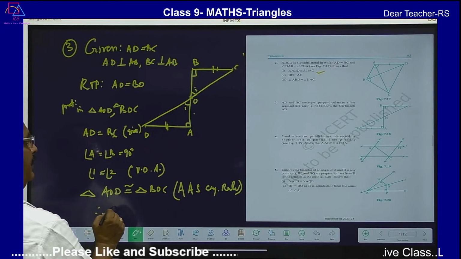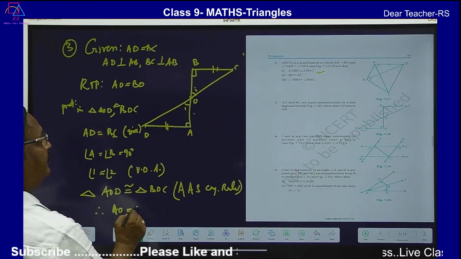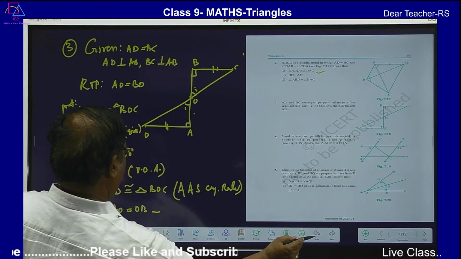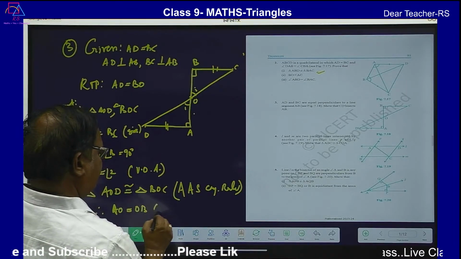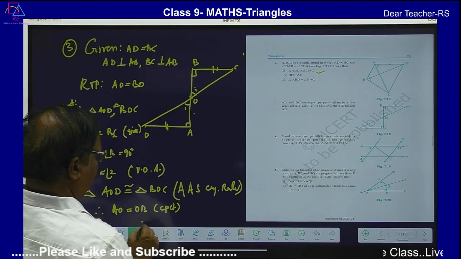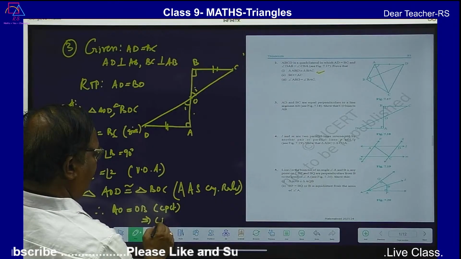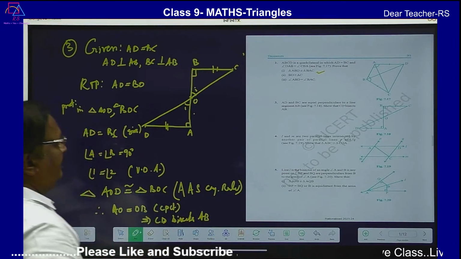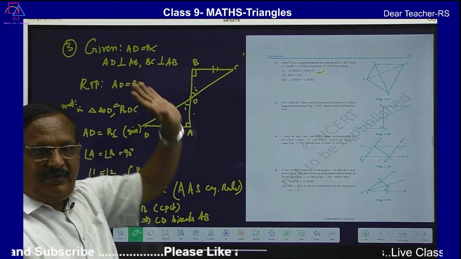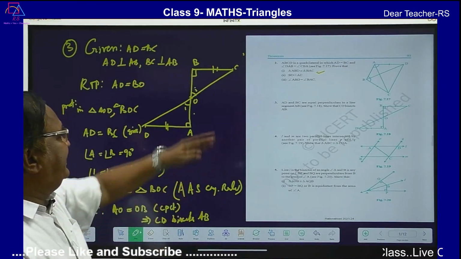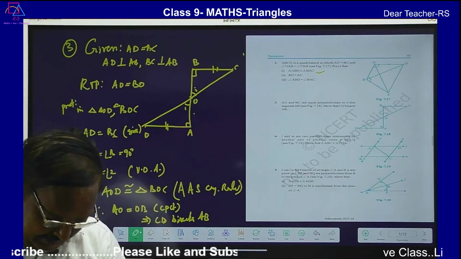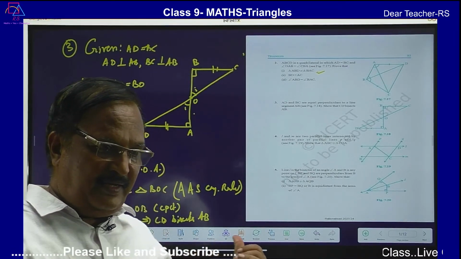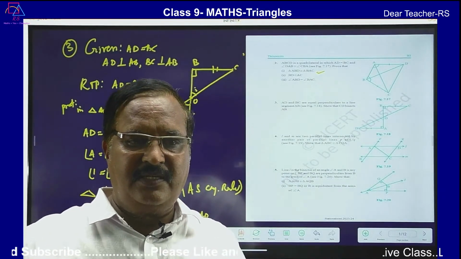So therefore, AO is equal to OB, that is CPCT. Why AO is equal to OB? This is CPCT. So that implies CD bisects AB. We got AO is equal to BO. Therefore, CD bisects AB. Okay. So you have to focus on copying, and you have to focus on my voice also.